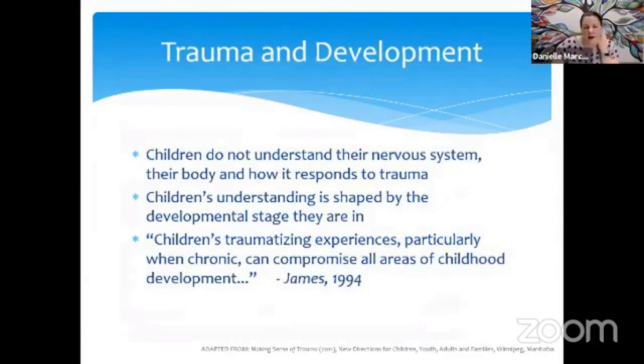So again, kids don't understand their nervous system. Actually, many adults don't understand their nervous system. They don't understand how their brain has been impacted by trauma. Their understanding is shaped by when the trauma happened, at what age.